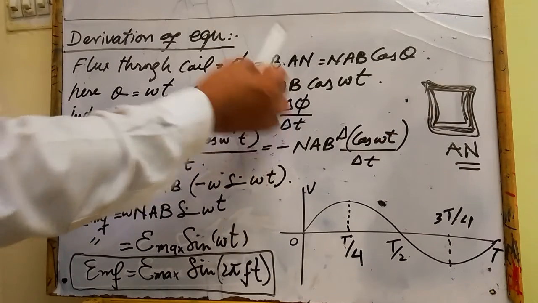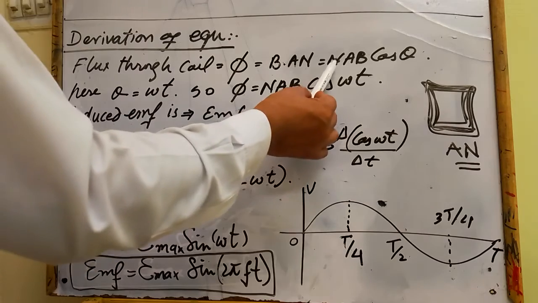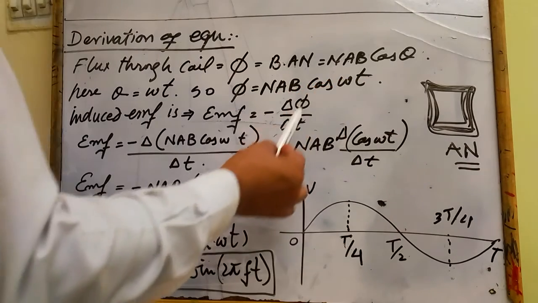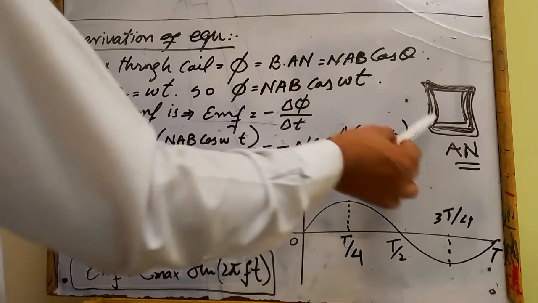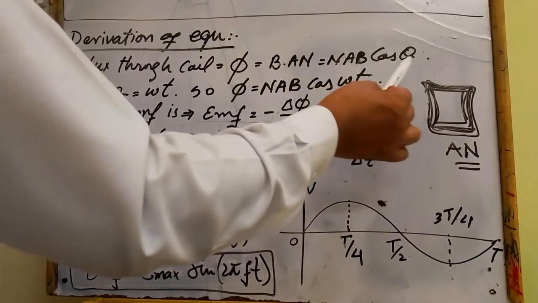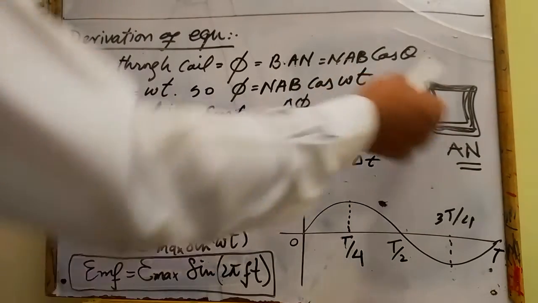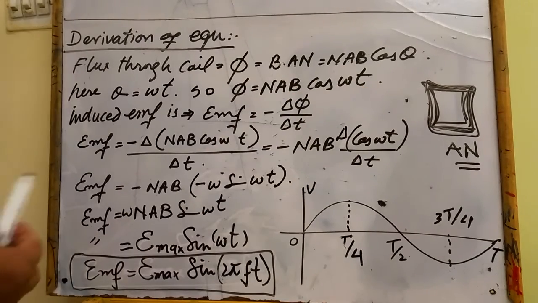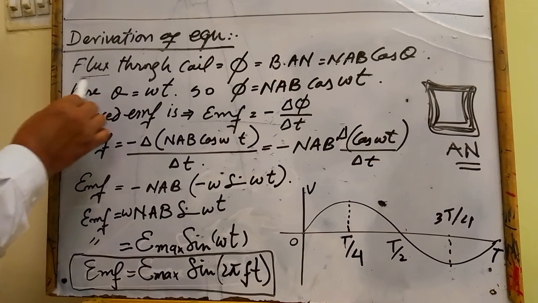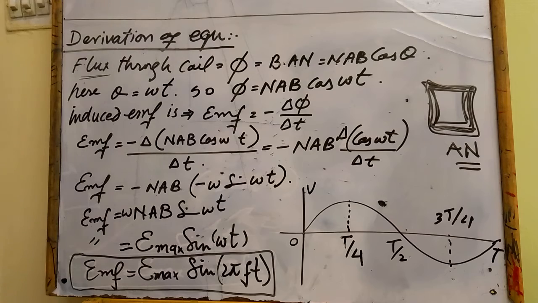So B dot AN, or simply, we can write NAB cos theta, where N is the number of loops in a coil, A is the area of a single loop, B is the magnetic field, and theta is the angle between the magnetic field and the area. This is a concept which we had already discussed in the previous chapters.